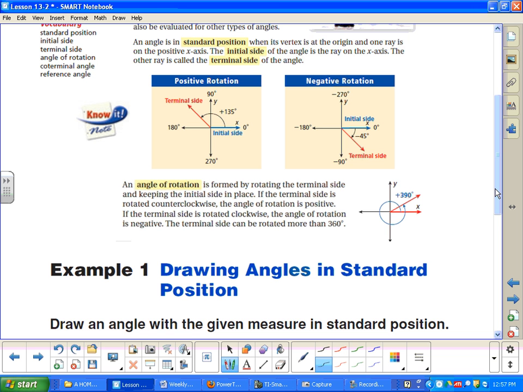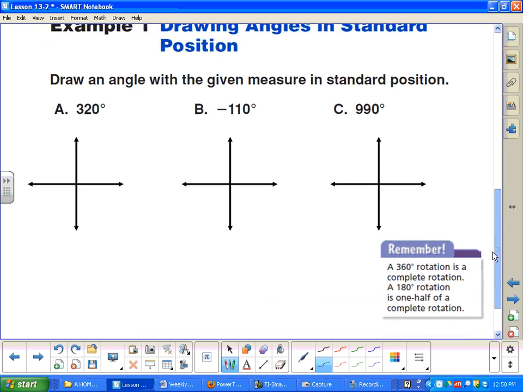Notice also that when they show the angle, there's an arrow that they show when they go to the terminal side, an arrow that shows where it stops. But that's specifically to tell you which direction it's going. So first we're just going to draw some angles.